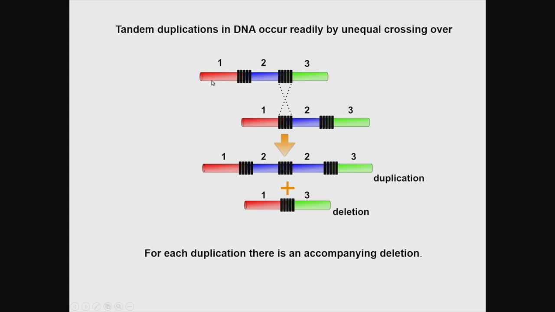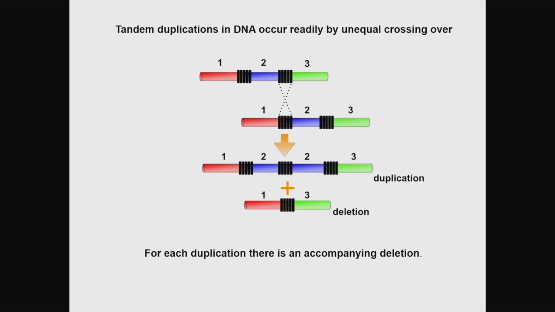Another way of getting gene duplications is by tandem duplications. When you have an unequal crossing over, for example, if you have this DNA strand and it crosses over with this, it's going to have a duplication of the blue segment. But if you now consider the reciprocal cross, the other chromatid, you see that there will be a loss. So for each duplication, there is an accompanying gene loss. So it's a very easy thing to obtain a gene loss or a gene duplication, which themselves are not very stable.